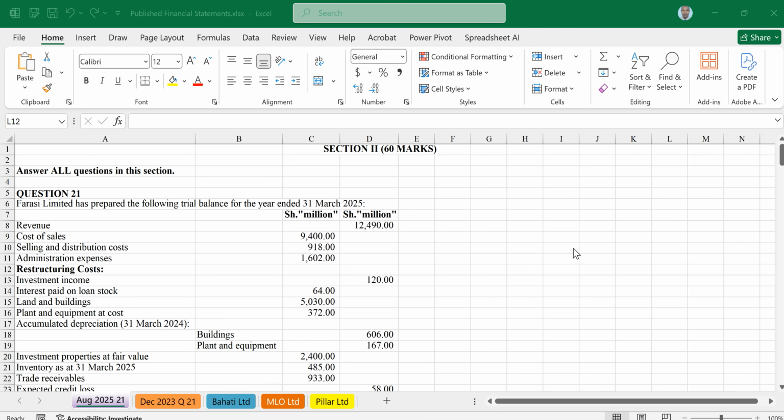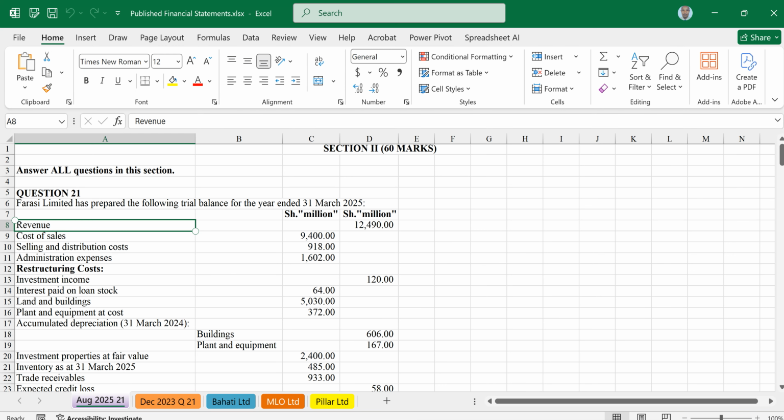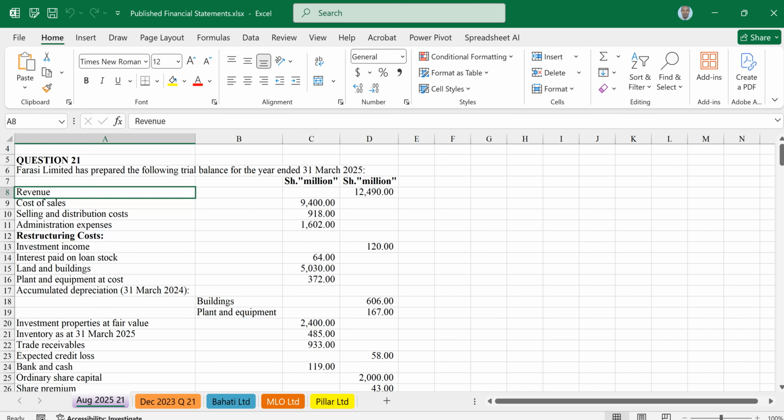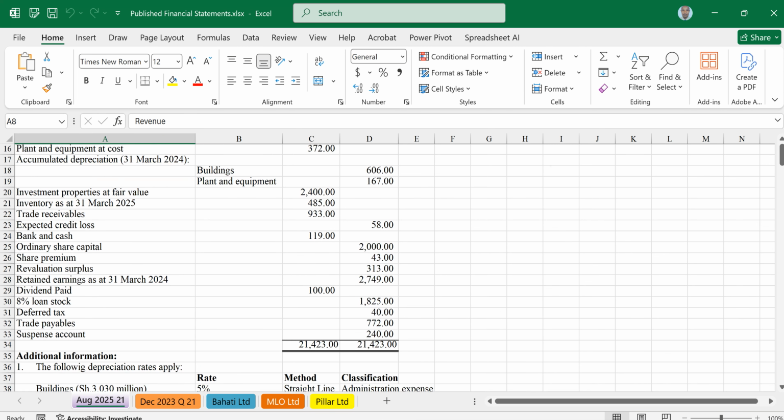August 2025, question 21, BDA. This question wanted us to prepare, going through the trial balance of Farasi Limited, which has prepared the following trial balance. This is the trial balance for Farasi Limited. We have from revenue, cost of sale, all the way to the suspense account.